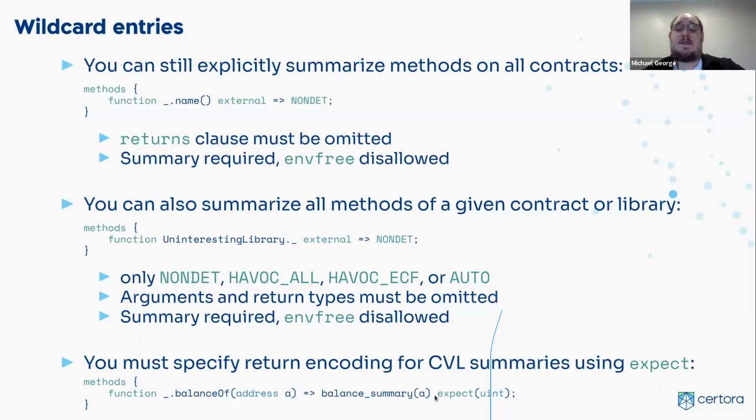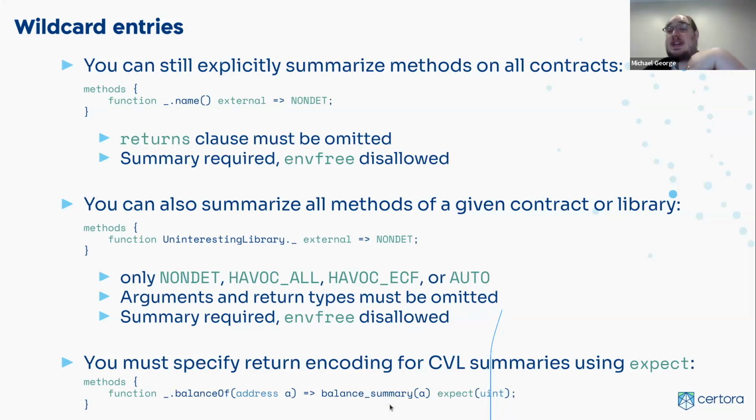When you write a CVL function summary, so here balance summary would be a CVL function, you have to tell the prover how to encode the results of that summary. And that's what this expect clause is for. So now whenever you write a CVL function summary, you have to write expect, and this is the expected return type. And what this does is this tells the prover how to encode the output of this summary in a way that the contract can then consume.